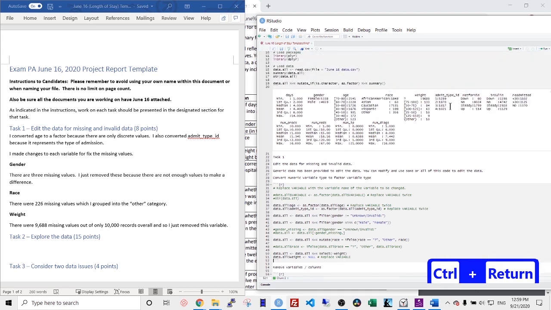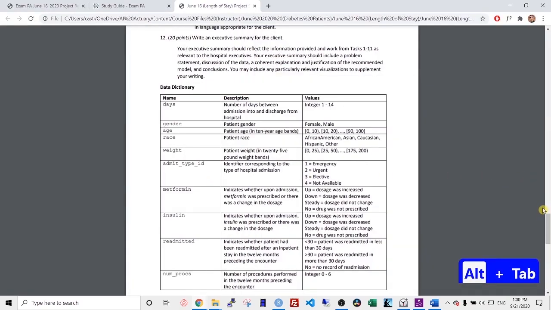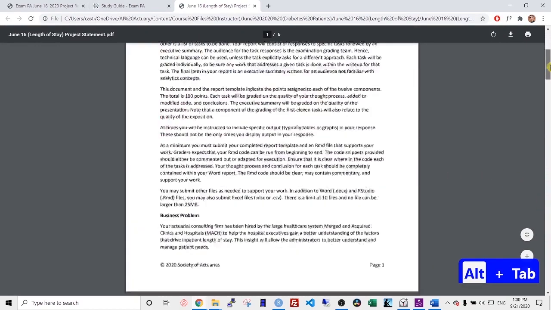Next up is admit type ID, which is fine. Then metformin, which is fine. Insulin, which is fine. Readmitted, that's okay. Naprox, meds, num inpatient, num diags. These are all okay. Let's go back to the project statement to make sure that I got the full question.